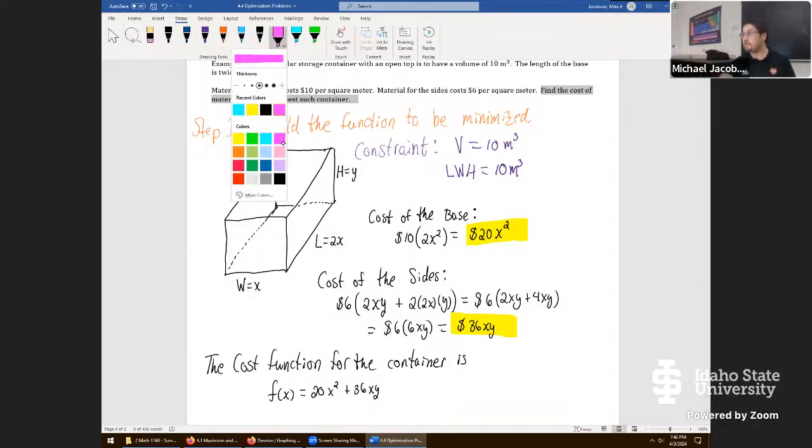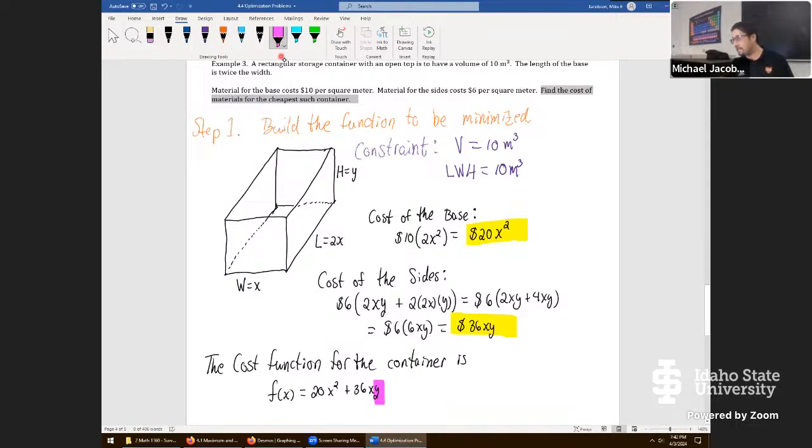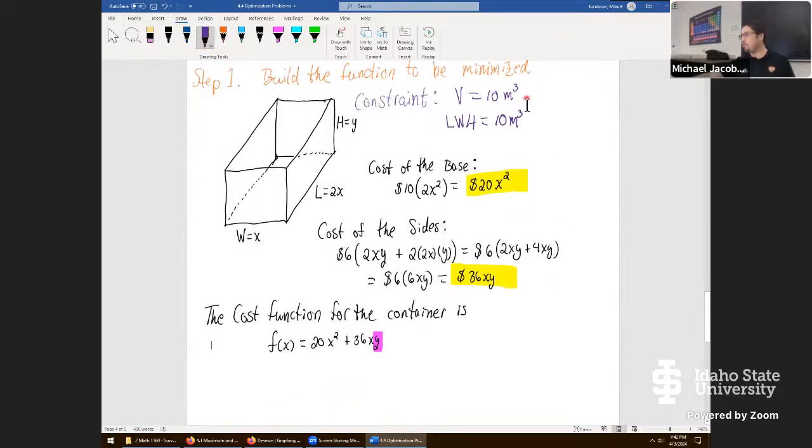We must return back to the constraint equation and now use that equation to eliminate. Let me see if I can highlight that. We need to eliminate that y and write it in terms of x. Again, exactly the same thing we did in example 1. So coming back to that constraint equation, its length times width times height is 10 cubic meters. So, well, let's just look these up. Length is 2x. Width is just x. Height, we indicated as the different variable y.